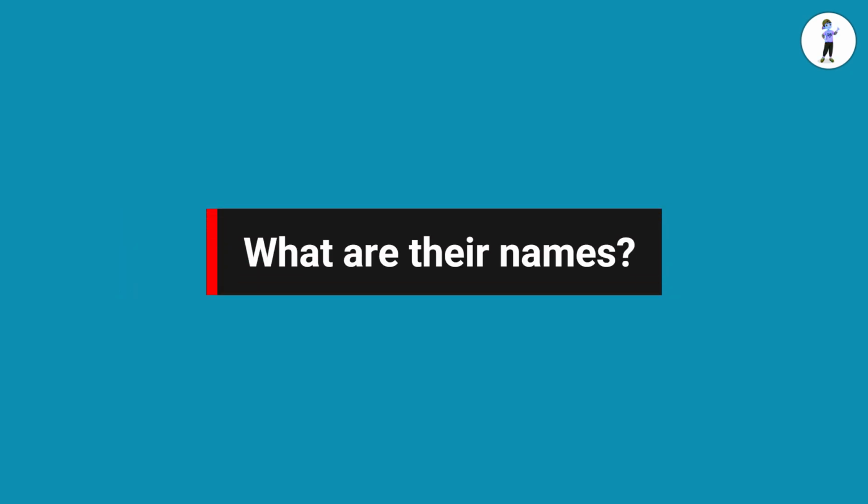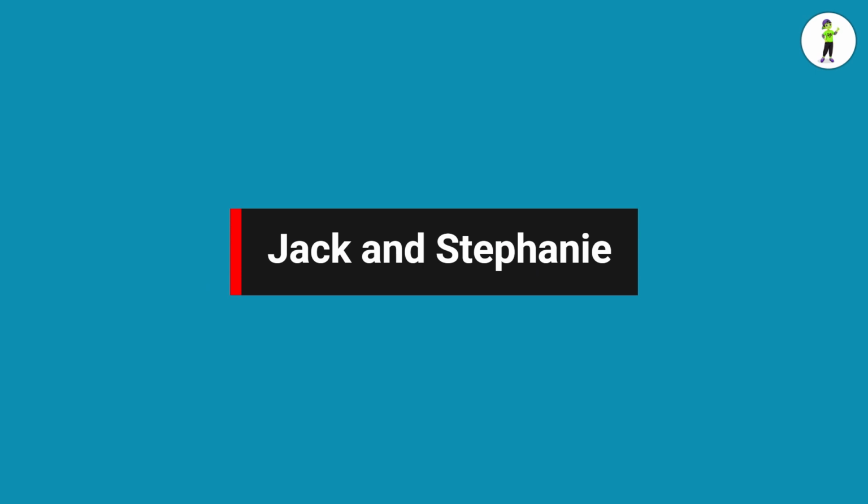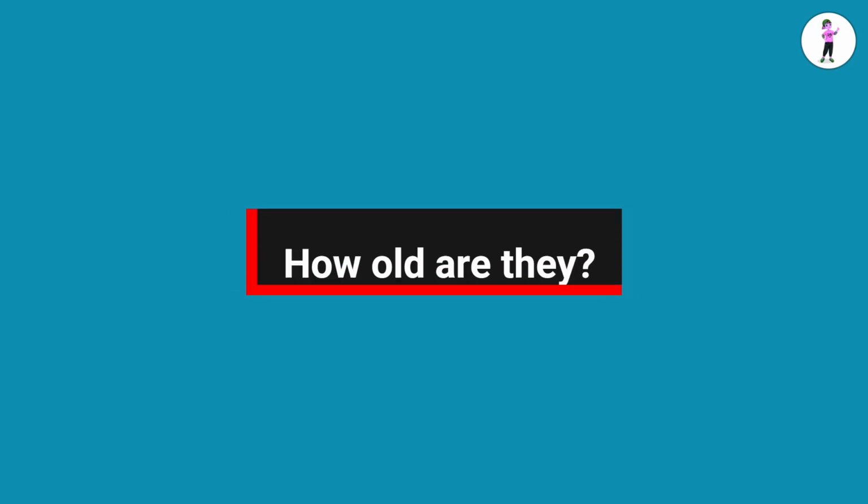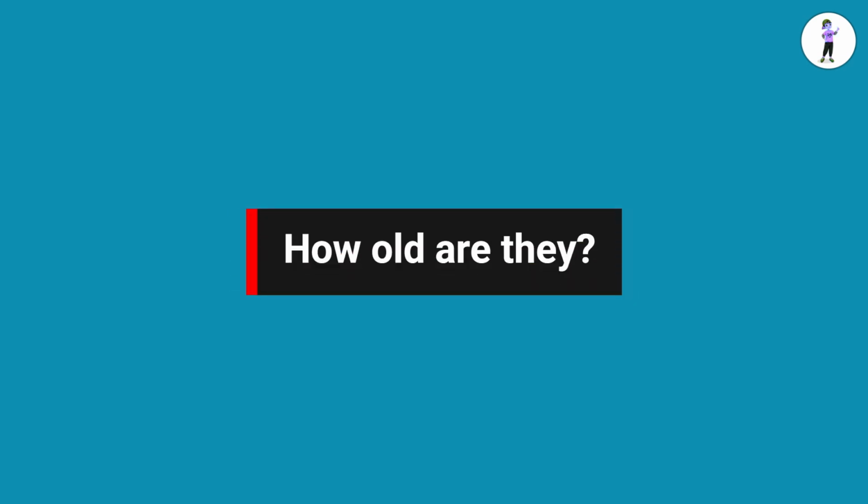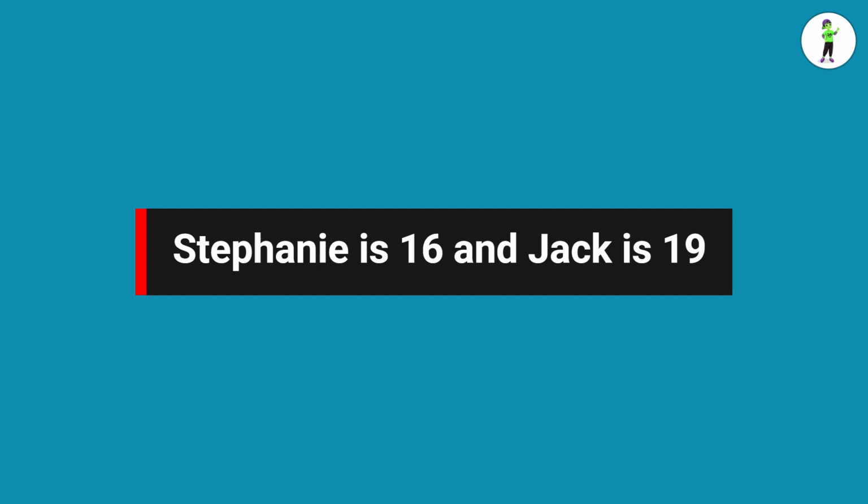What are their names? Jack and Stephanie. How old are they? Stephanie is 16 and Jack is 19.